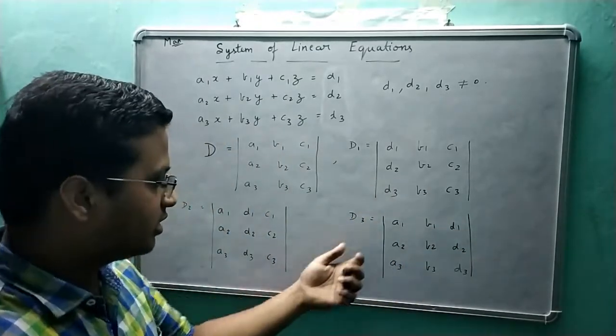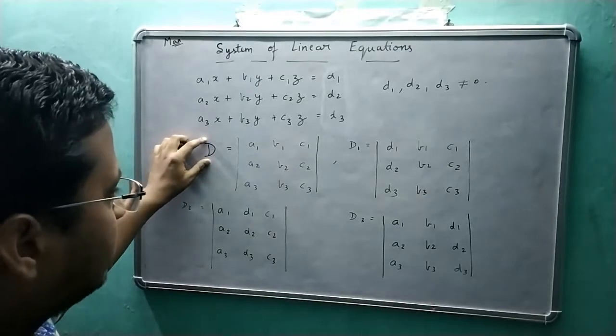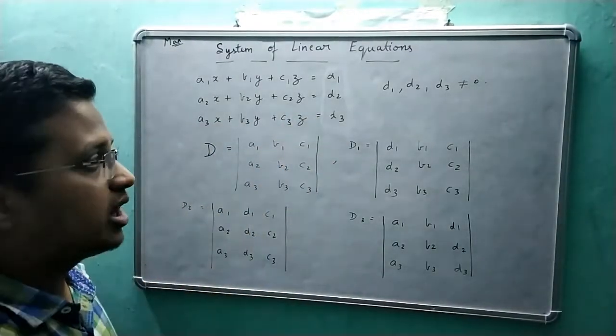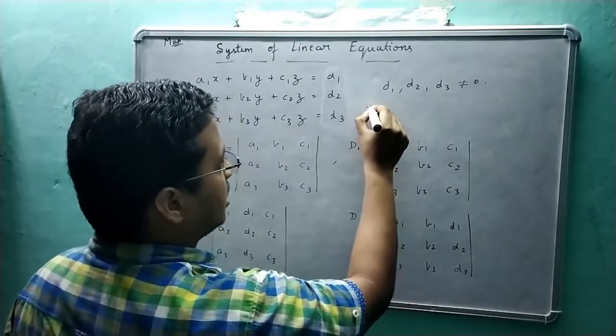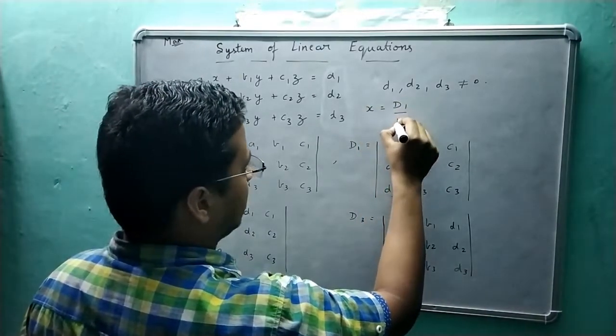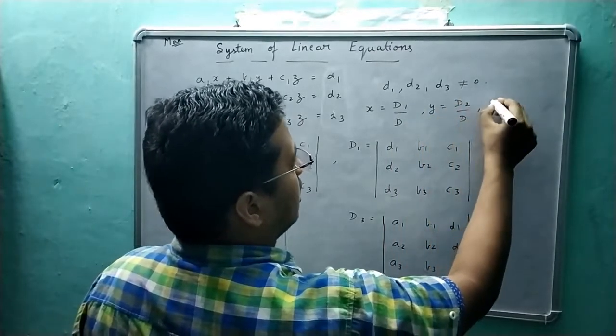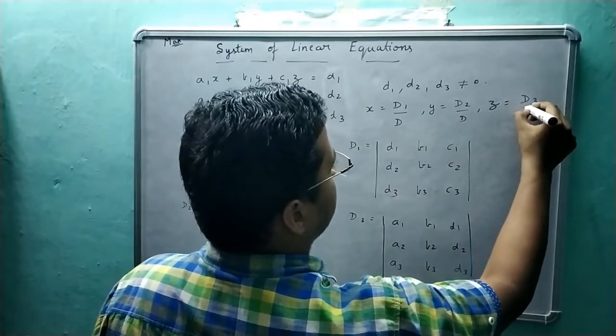Alright, so once you get the value of D, D1, D2 and D3, you can find x, y and z. x is D1 by D, y is D2 by D and z is D3 by D.